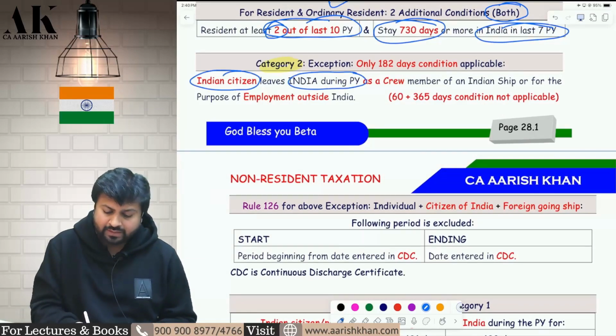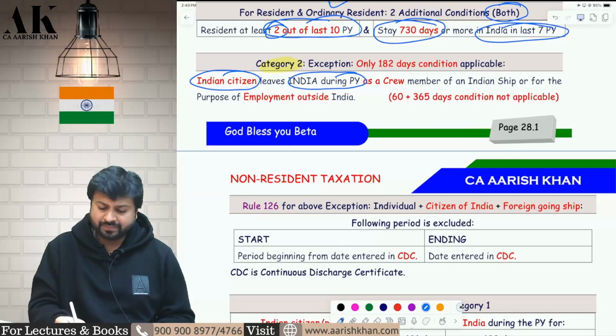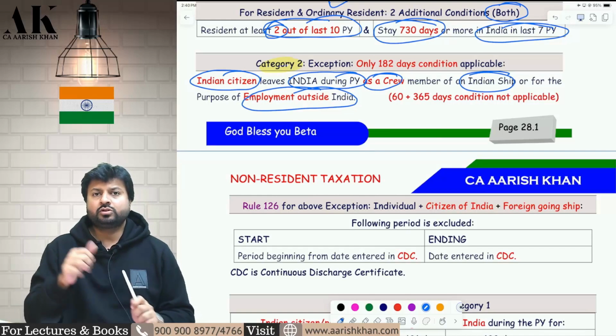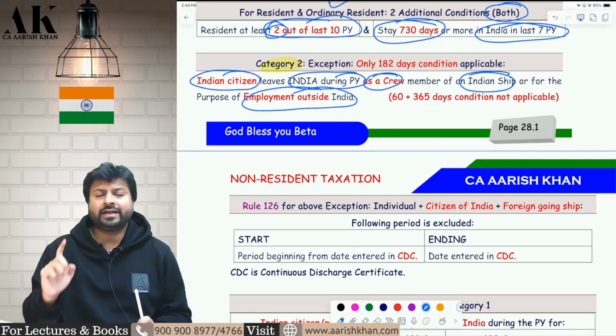Who leaves India during the previous year 24-25? For what purpose? As a crew member of an Indian ship or for the purpose of employment outside India. So if 4 conditions are fulfilled, you will come under category 2.